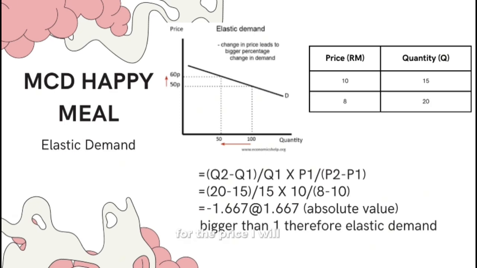For the price, I will use RM10 for P1 and RM8 for P2. For quantity, Q1 is 50 and Q2 is 20. As I said, I will use the first method. I put the numbers in the formula and the answer is negative 1.667. This is not the absolute value because we must ignore the negative sign. So 1.667 is the absolute value. For your information, elastic demand must be bigger than 1. The answer is bigger than 1, therefore it is elastic demand.